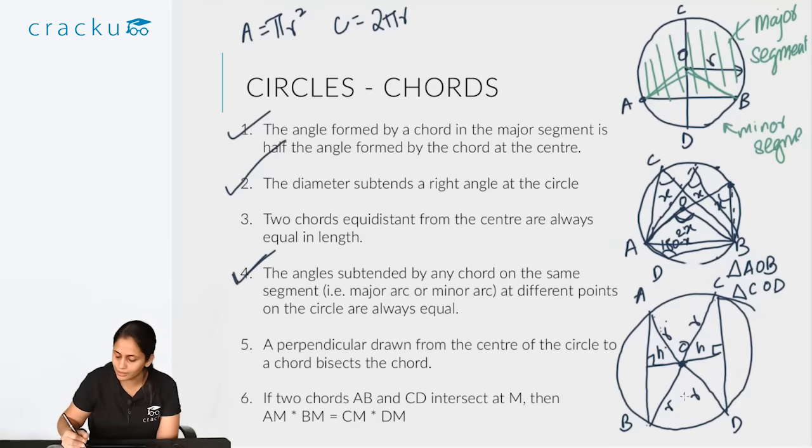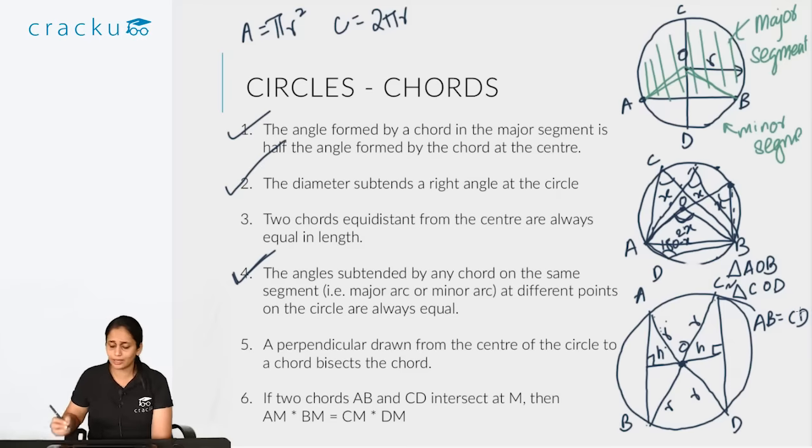Therefore, because two sides of the triangle are equal and the height is also equal, I can infer that these two triangles will be congruent triangles. From the fact that these two triangles are congruent, I can say that AB is equal to CD. So from this, I can infer that two chords that are equidistant from the center of the circle are always equal in length. So AB will be equal to CD.